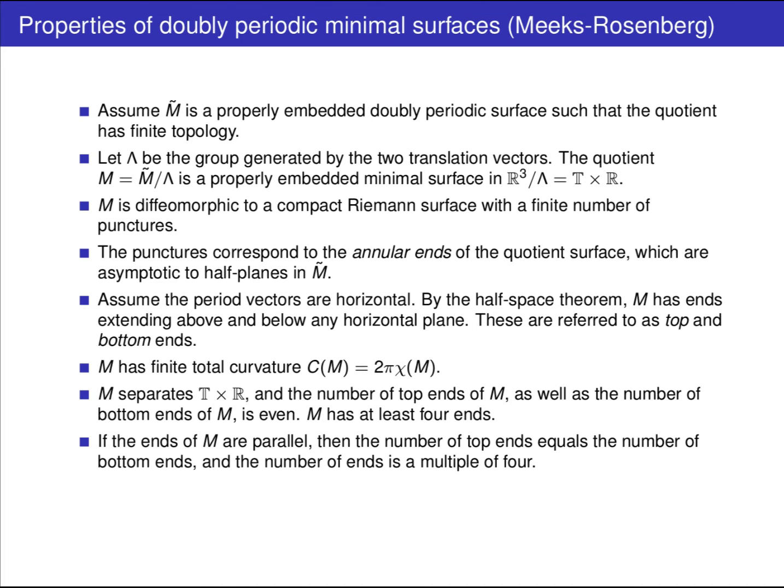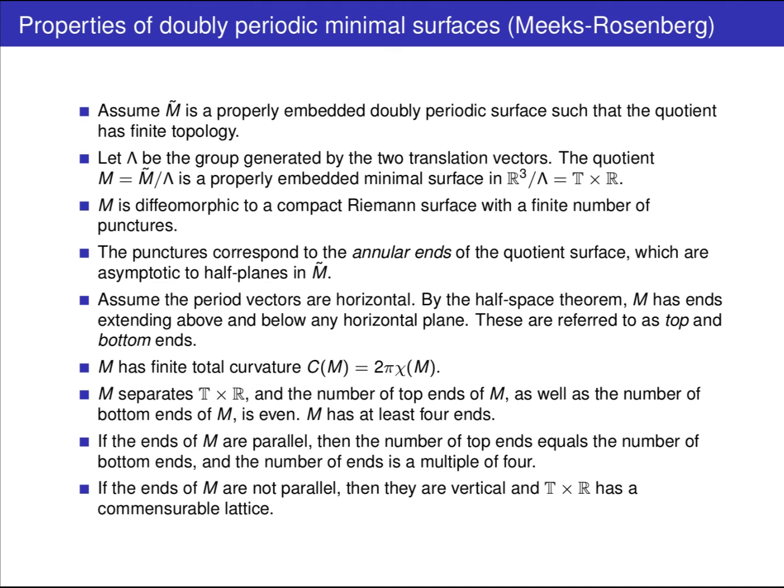If the ends of M are parallel, then the number of top ends equals the number of bottom ends, and the number of ends will be a multiple of 4 in that case. If the ends of M are not parallel, then they are vertical and T cross R has a commensurable lattice.